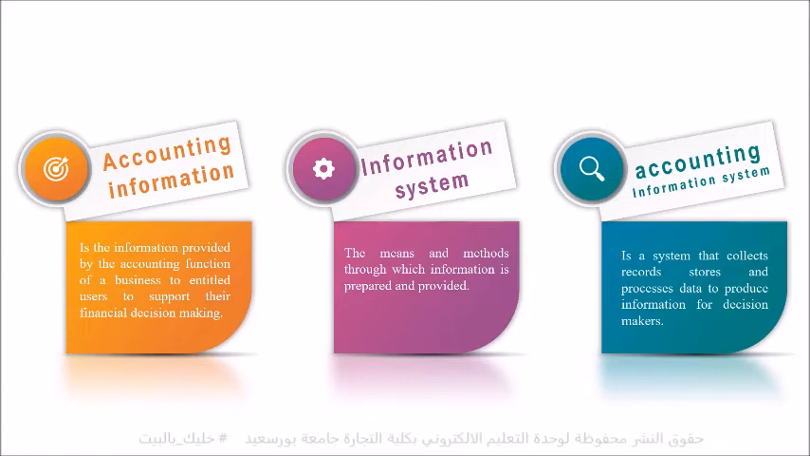The second definition is information system. An information system is the means and method through which information is prepared and provided. The third and most important definition is accounting information system. It is a system that collects, records, stores, and processes data to produce information for decision makers.